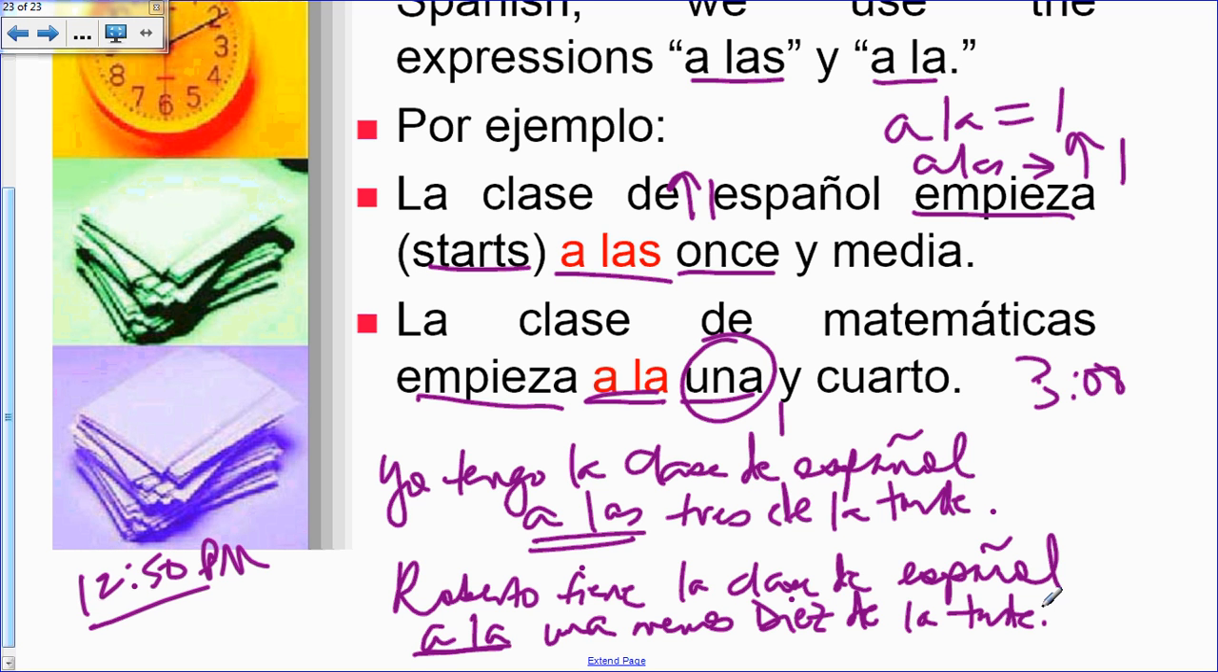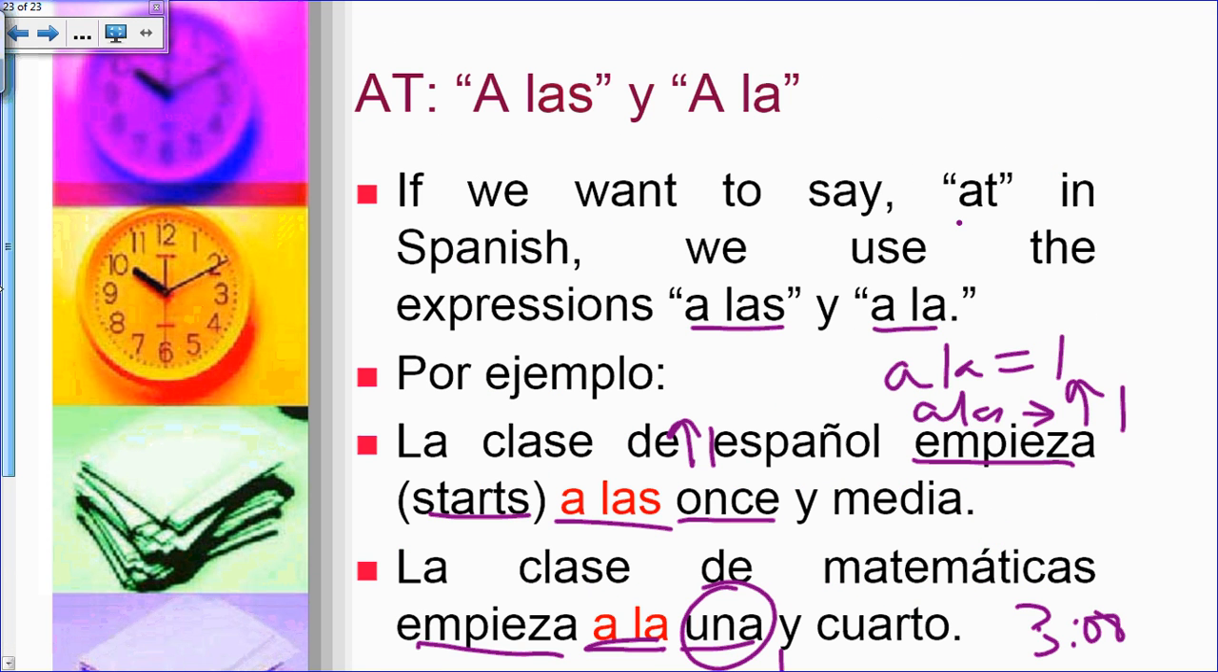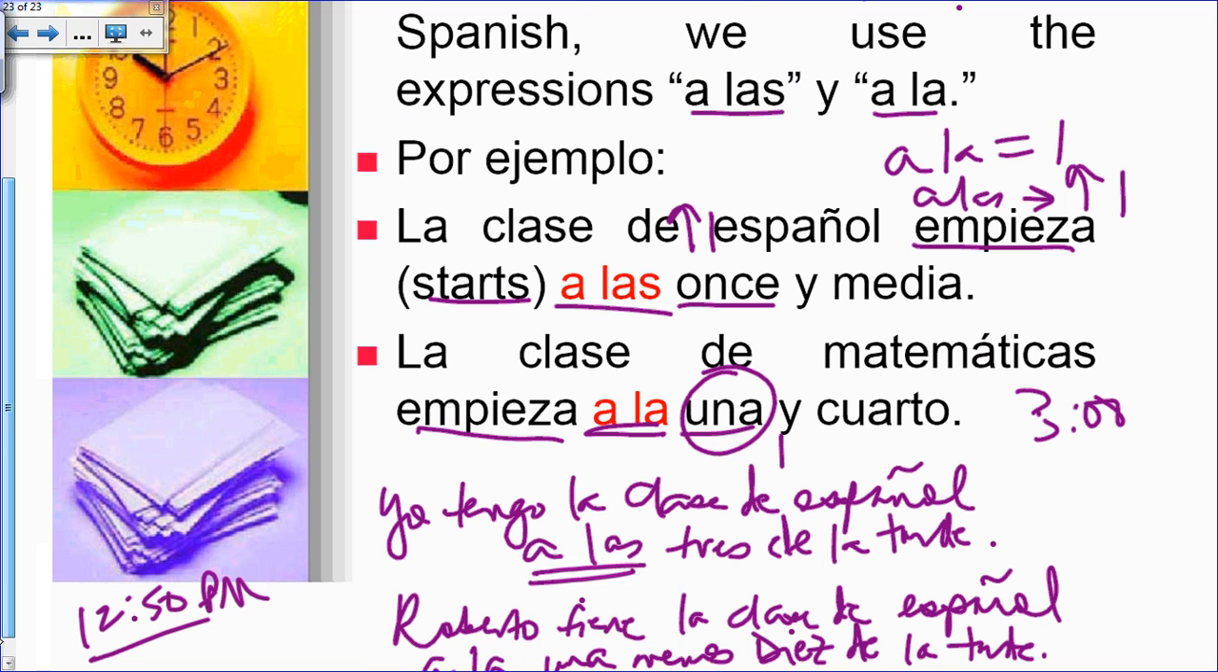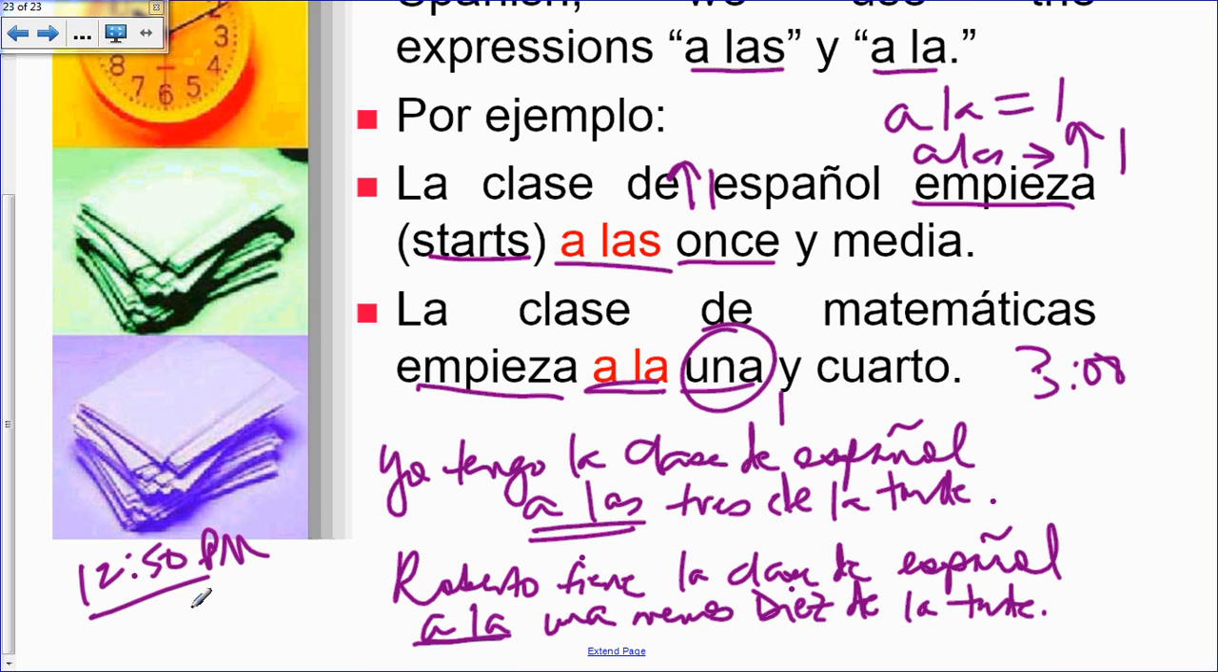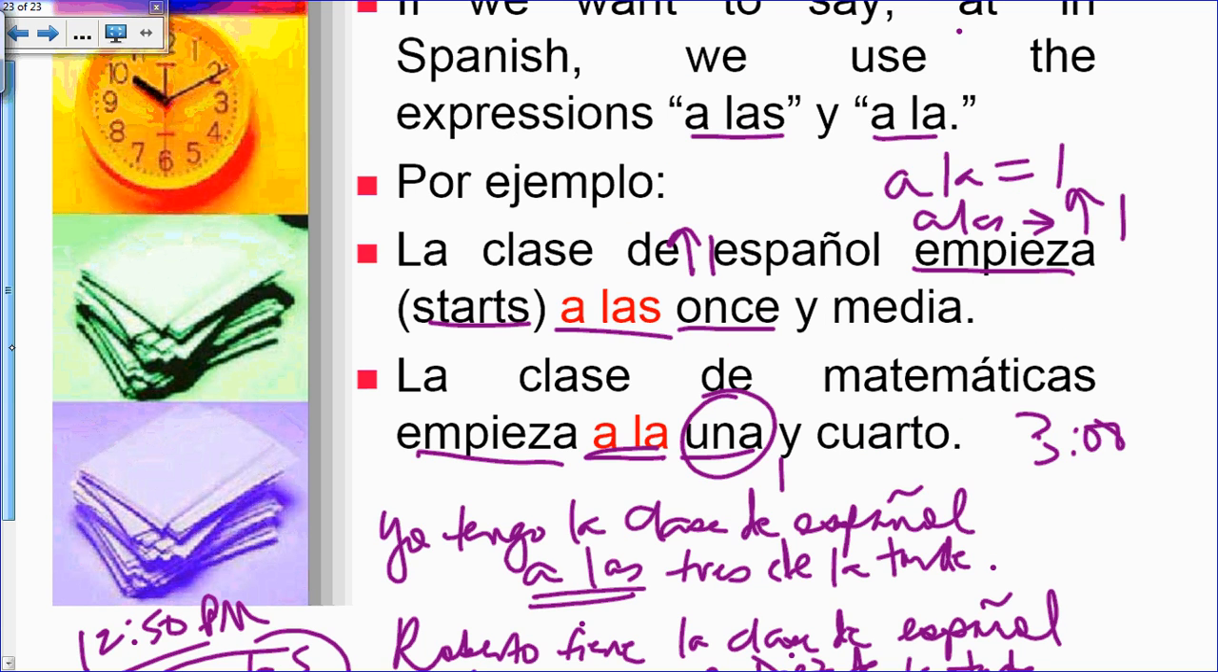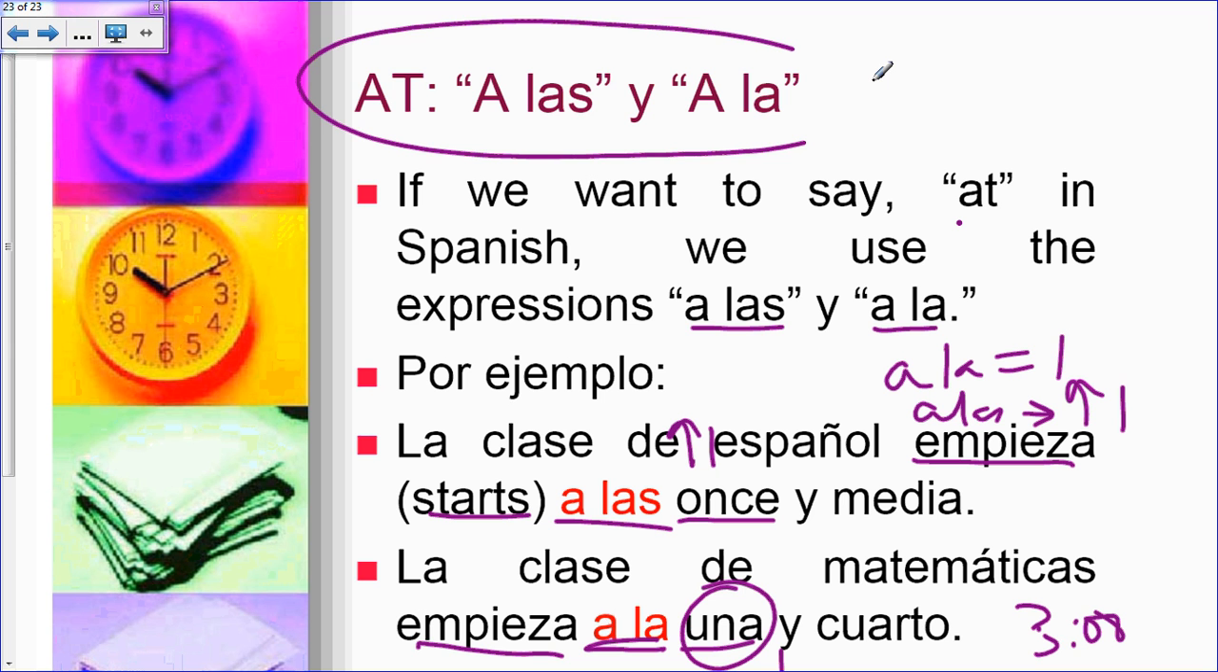So when we want to say the time, when we want to look at our watch, we either use son las or es la. So this is just the time expressions. When we want to say at, that something starts at a certain time, vamos a usar estas expresiones, a las y a la.